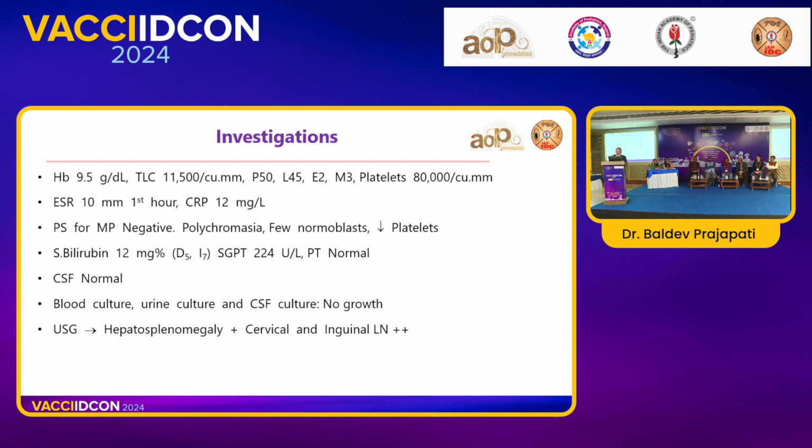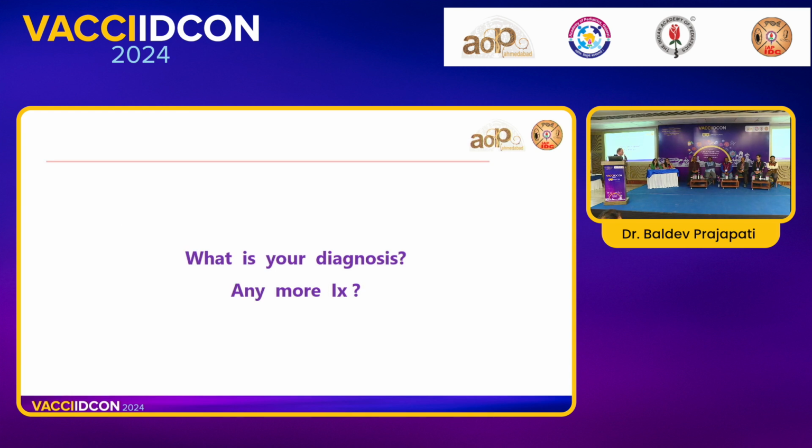Now, on investigations which we have already done: hemoglobin was 9.5, count you can see normal, differential not much problem, platelets were low, ESR and CRP not significantly raised, MP negative. Bilirubin 12, direct 5, indirect 7, mild enzymatic reaction, PT normal. CSF was done because the child was irritable and mildly febrile. Blood culture, urine culture, CSF culture showed no growth. USG showed hepatosplenomegaly and significant cervical and inguinal lymph nodes. Now, if you make one specific comment from these investigations, what would it be?